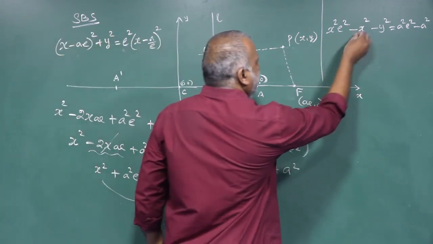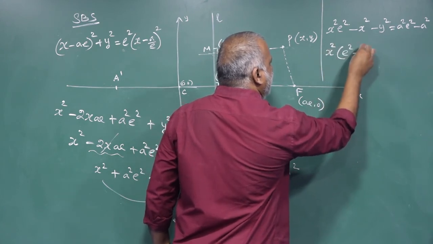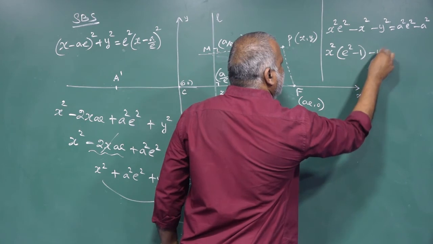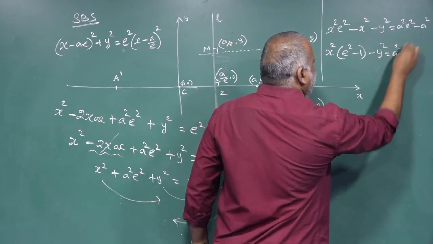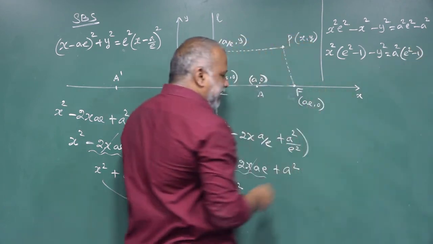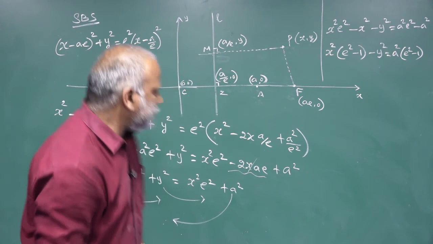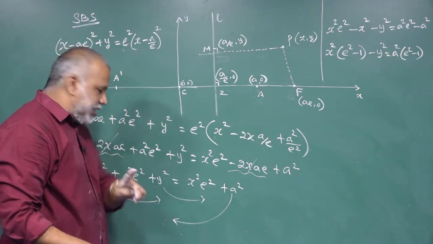See here, I am taking x squared common. The remaining is e squared minus 1. Then minus y squared. Here I am taking a squared as the common. The remaining is e squared minus 1. So divide this one. So see this. This is the change when compared with your standard equation.